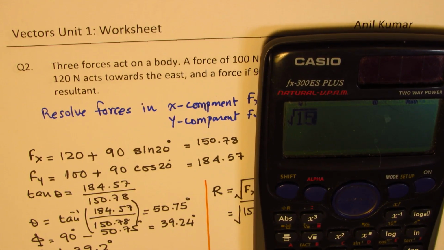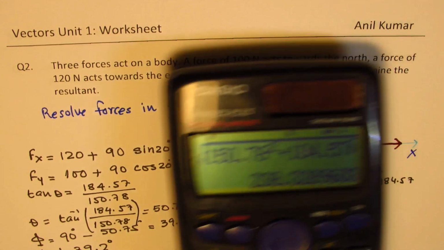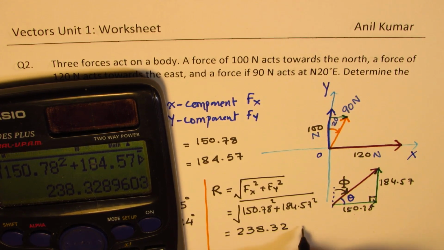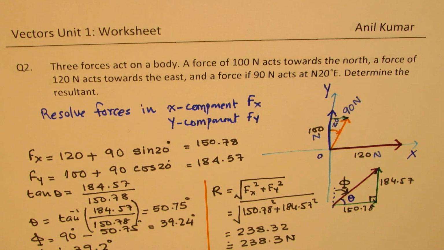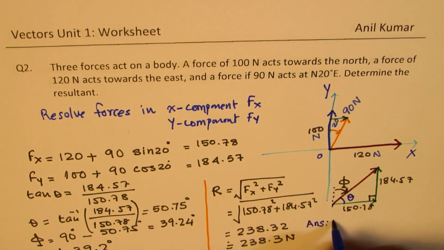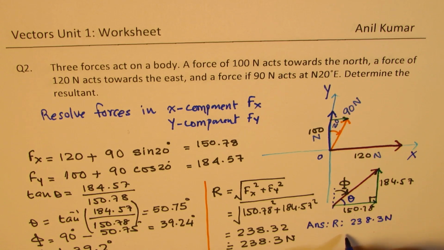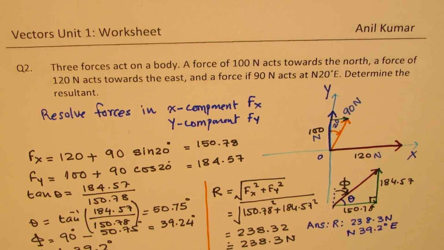So we have square root of 150.78 square plus 184.57 square equals 238.32. We can approximate this to 238.3. Okay? The units, of course, will be newtons. So now we can write down our answer. That is, the resultant is 238.3 newtons, and the angle from north is 39.2 degrees east. Okay? So that is how you should be solving this. I hope that makes sense.